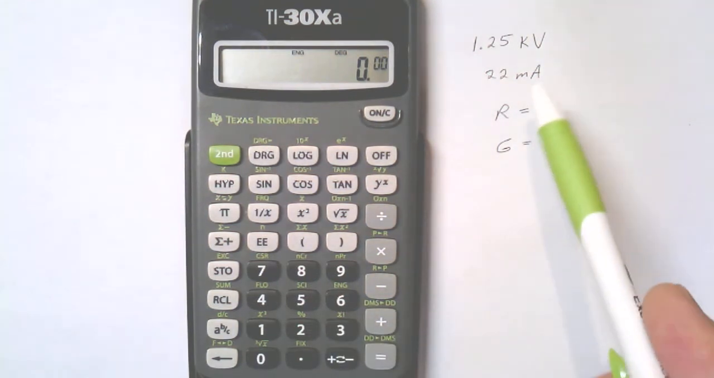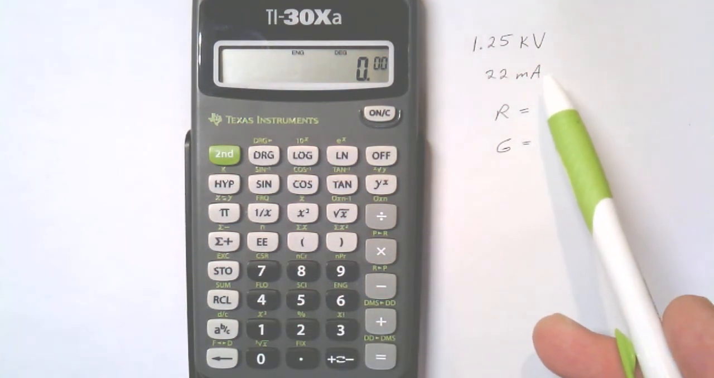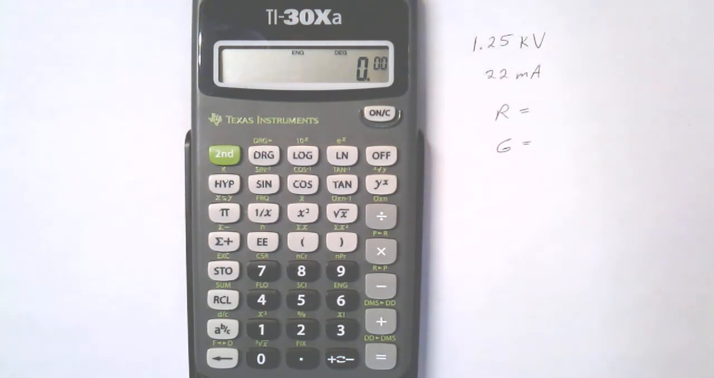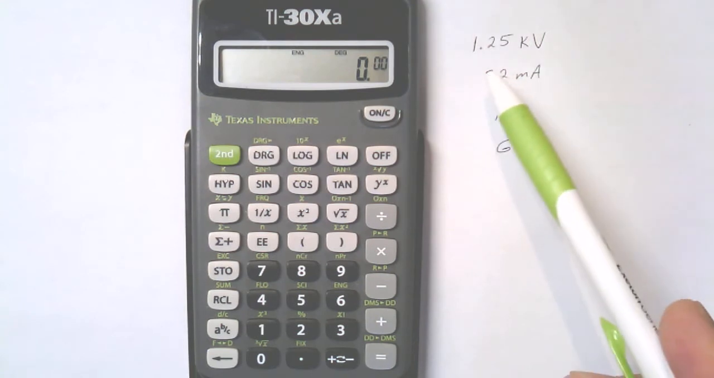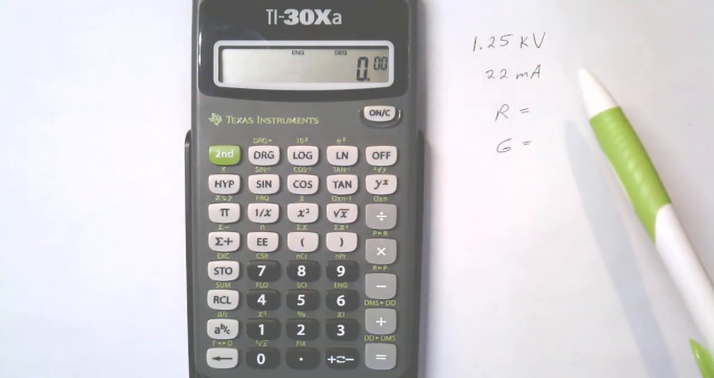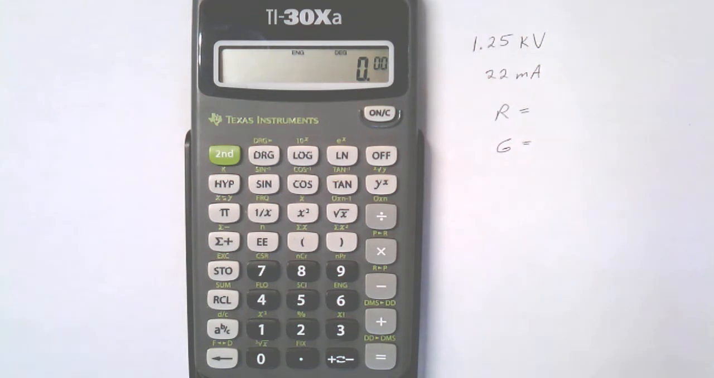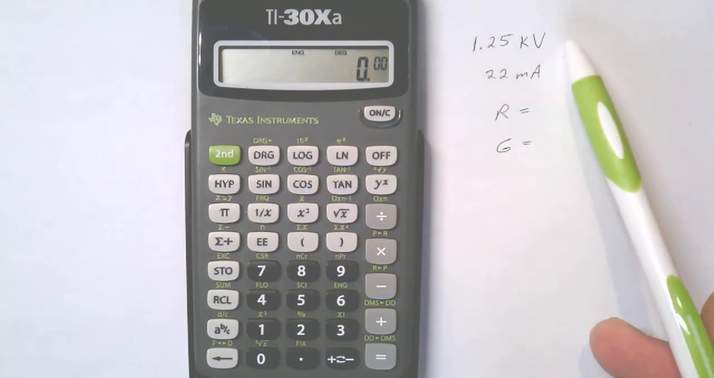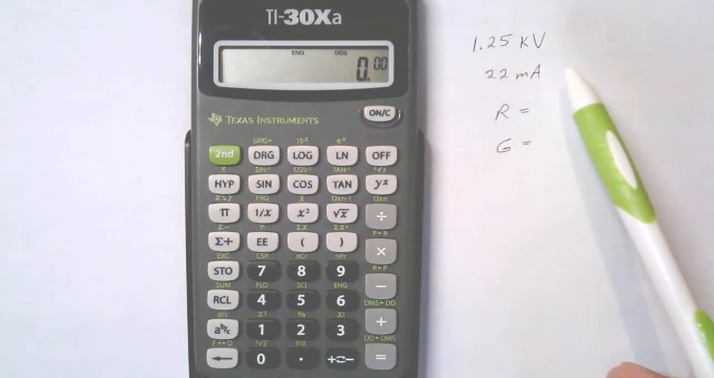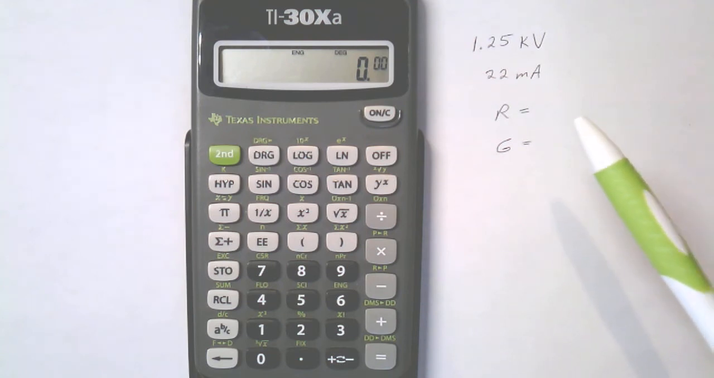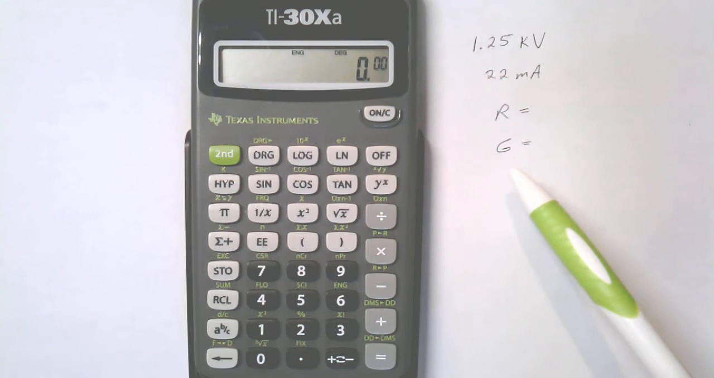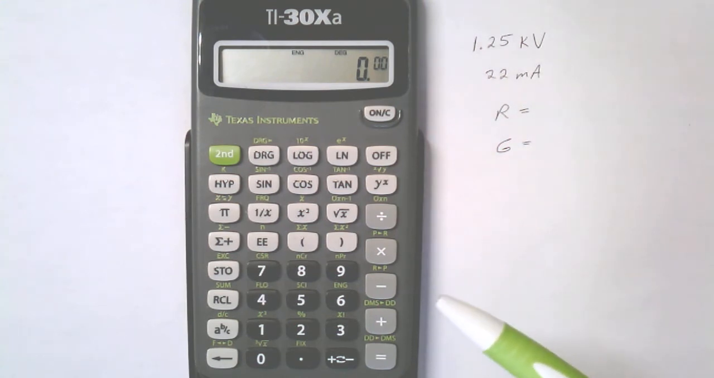Let's solve this problem as an example to show you how to get engineering notation into your calculator. Let's say the scenario is that I have 1.25 kilovolts applied to a circuit, and the current that results is 22 milliamps. That voltage and that current are happening. And the question is, what's the resistance of this circuit and what's the conductance of this circuit?